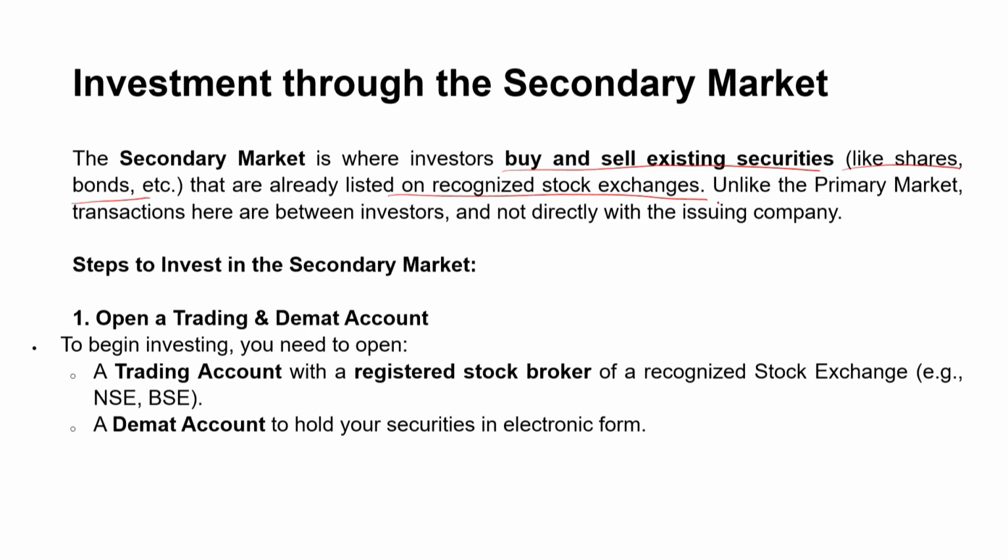Here, unlike the primary market, transactions are between investors and not directly with the issuing company. So the investors meet here and they sell and purchase the already sold shares that have been purchased from the companies in the primary market. The various steps to invest into the secondary market are: you need to first open a demat account. That means a trading and demat account needs to be opened. It is similar to a bank account. To begin investing, you need to have a trading account with a registered stock broker.